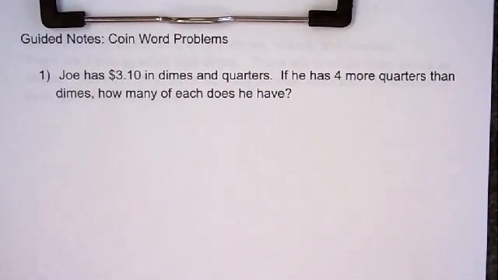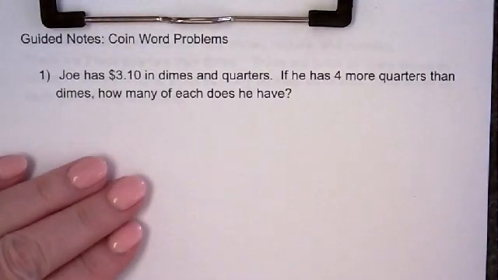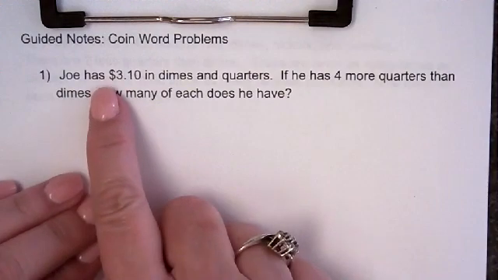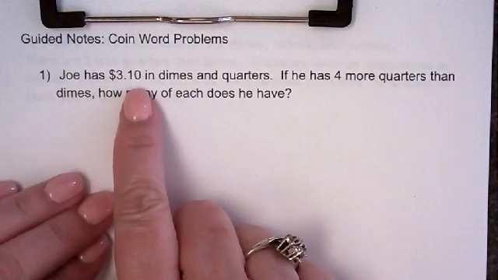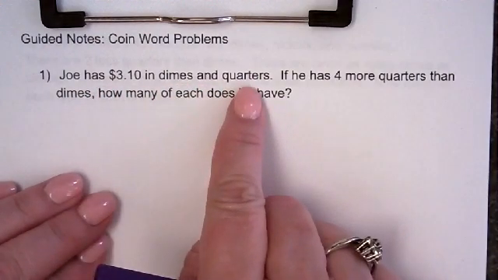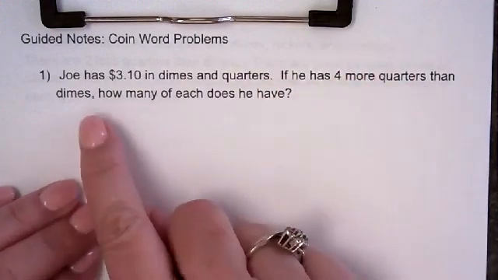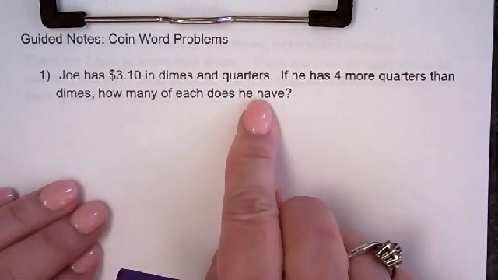Okay, so during the video, remember you can stop and pause as much as you want while you're working the problem. Okay, so let's look at example 1. Example 1 says Joe has $3.10 in dimes and quarters. If he has 4 more quarters than dimes, how many of each does he have?